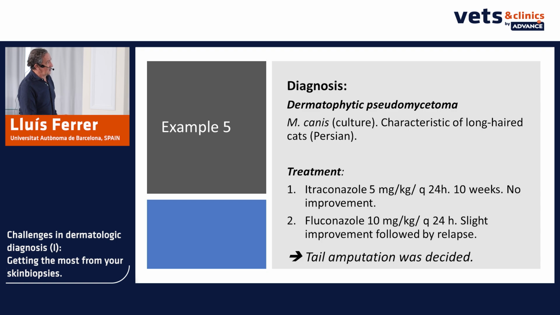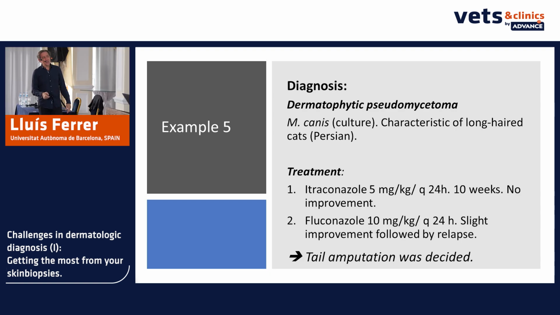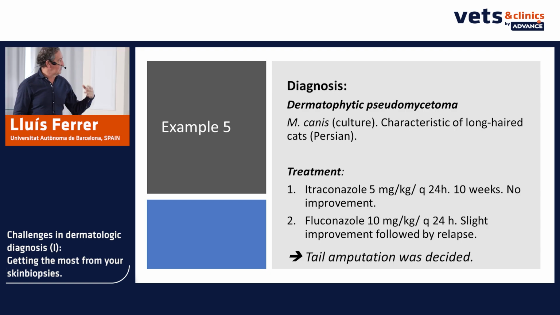But this is a situation that we know. It's called dermatophytic pseudomycetoma. The pathogenesis is not well understood. Some people think that this is because of the furunculosis, that means rupture of the hair follicles and the spreading to the dermis, but nobody has been able to demonstrate that. And the condition is not easy to treat. So we started with, let's say, standard treatment, itraconazole at 5 milligrams per kg with food. And after almost 3 months, the cat was exactly the same.